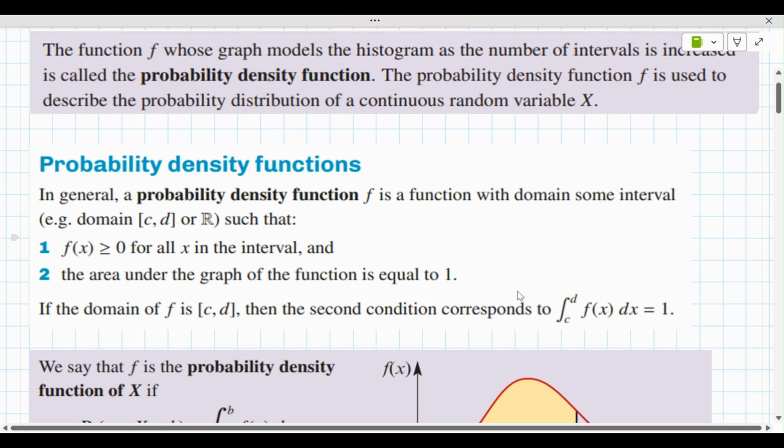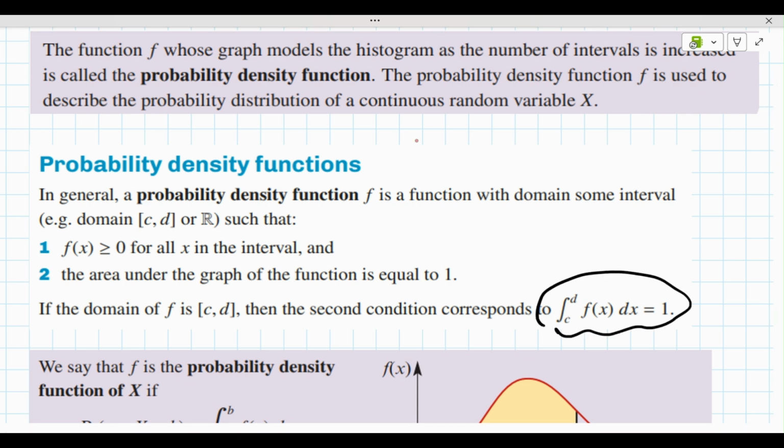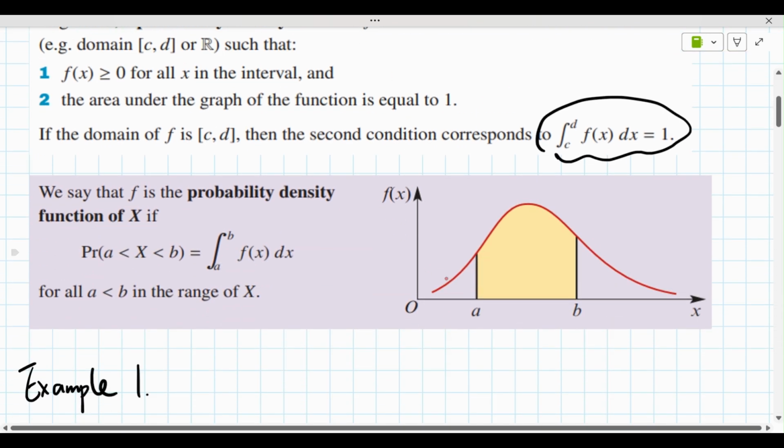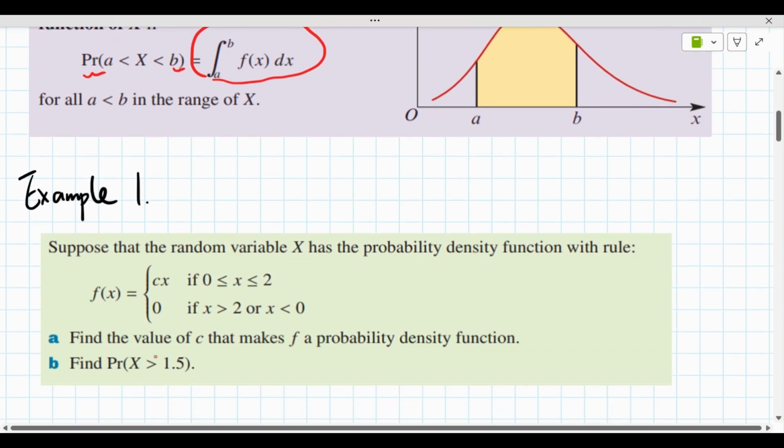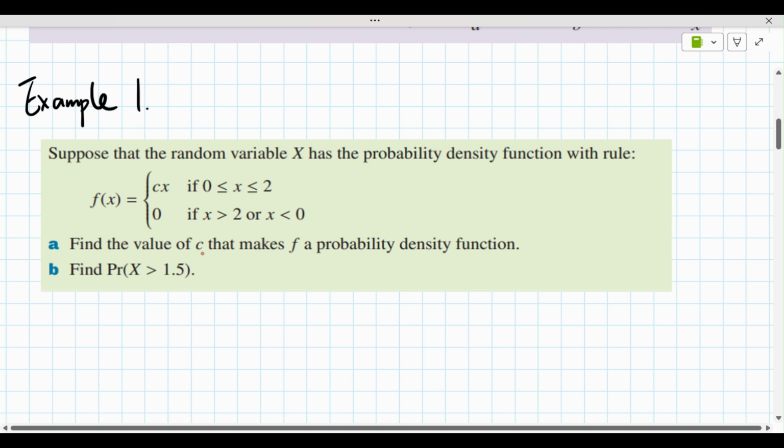As we know these rules, we are going to be using them quite often. So we can say this is the probability density function of x, and the probability from a to b is the area under the graph, and that's what it actually means. Okay, so let's start with example one.